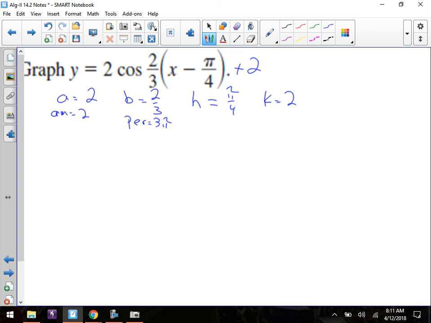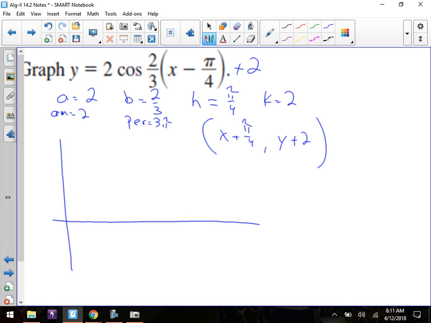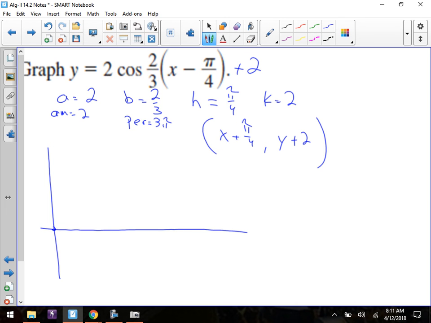I'm going to have to move it right pi/4 and up 2. So it'll be x plus pi/4 and then y plus 2. So I'll probably just make this a little bit longer and have it go up a little bit higher. So I start at 0. I end at 3. 3/2, 3/4. So 3/4, 6/4, 9/4, right? Oh yeah, sorry. Yeah, I got to put pi in it. Thank you.